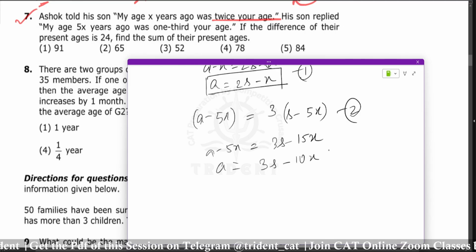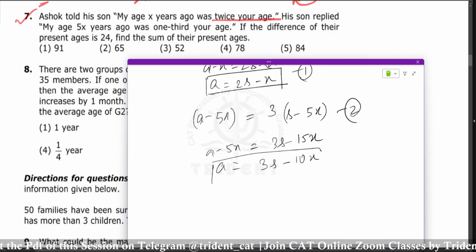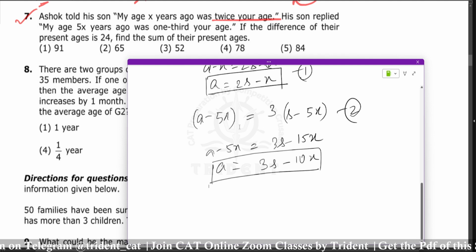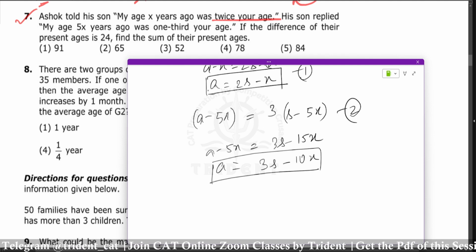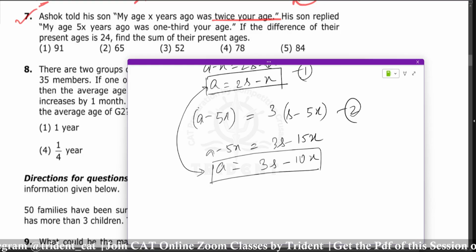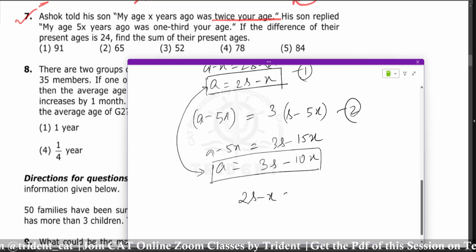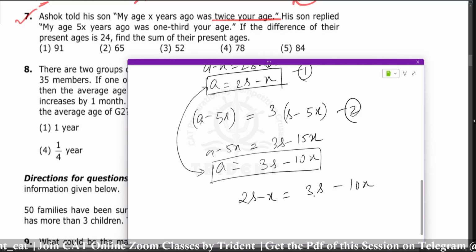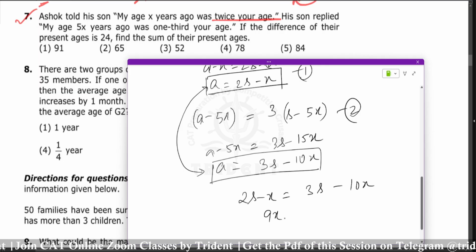Okay, wonderful. Now we can actually equate the two things. We can solve them also. Let's calculate. So let's equate these two equations now. 2s minus x is equals to 3s minus 10x. Okay. So this is going to be 9x is equals to s.